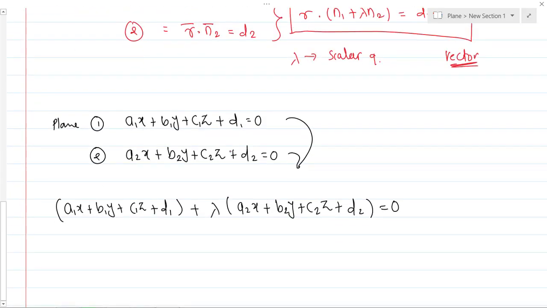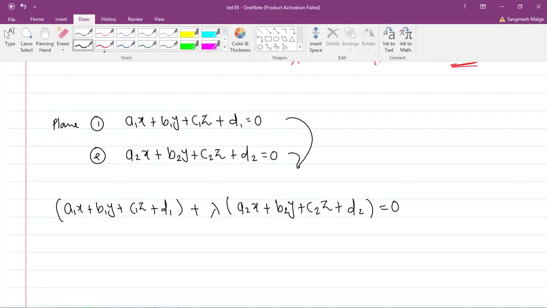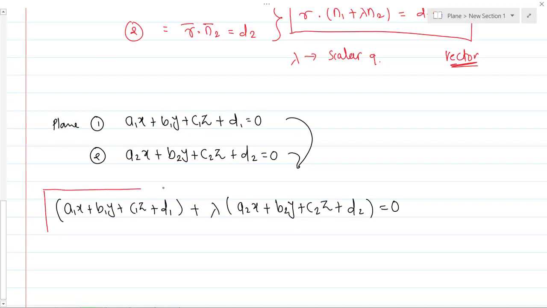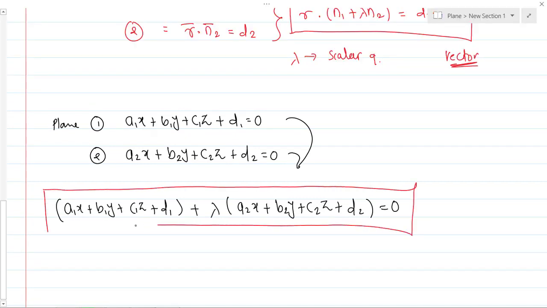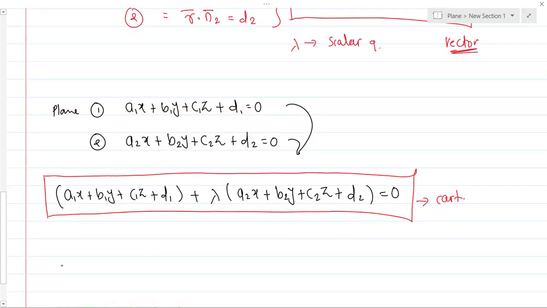Let me put this in a box as well so that it will be easy for us to remember. These are the 2 equations of the plane. This one is in the Cartesian form, and the one above is in vector form. Let's have the question so that the concept is very clear.